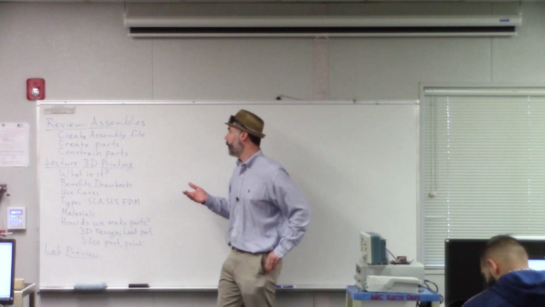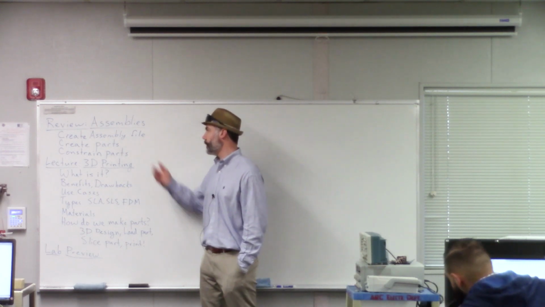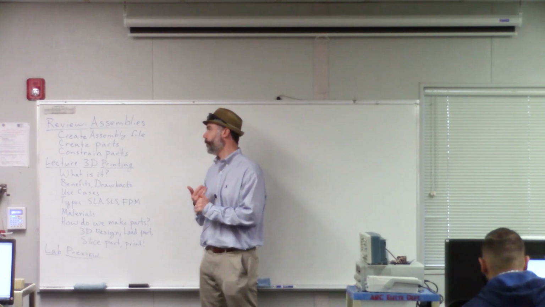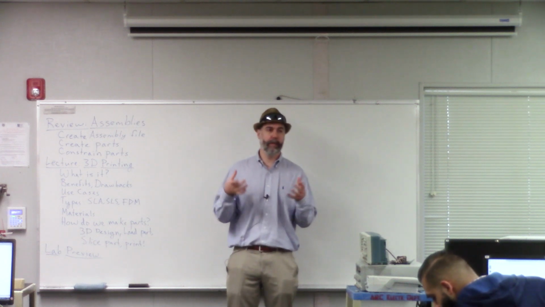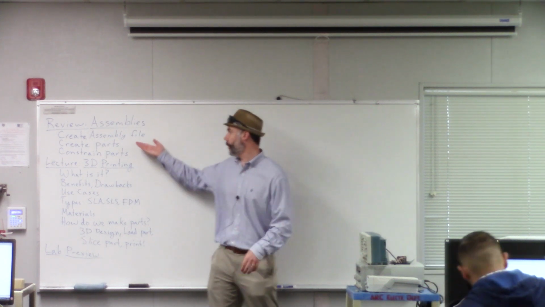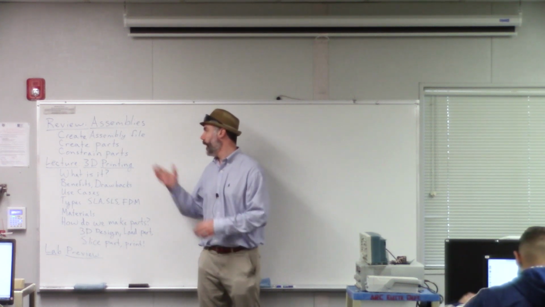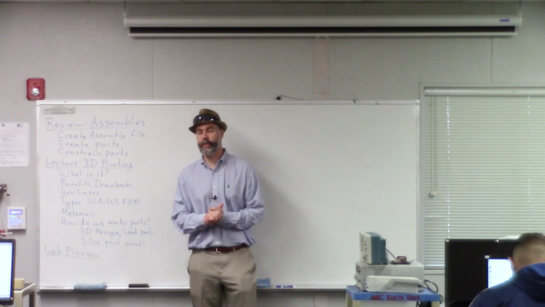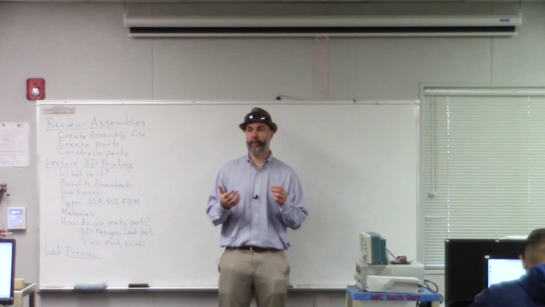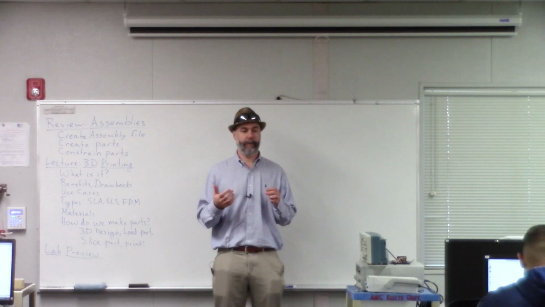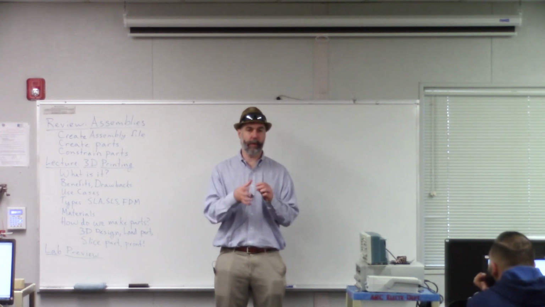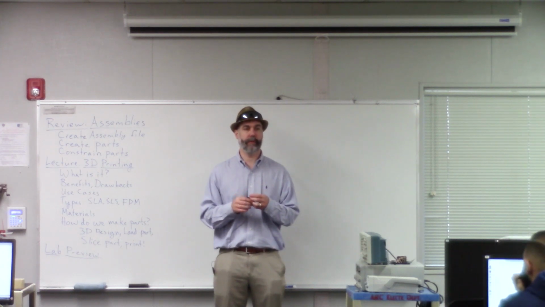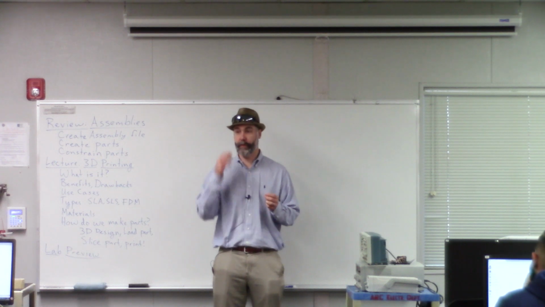So the basic process for doing that was we started by creating an assembly file, which is just kind of a container for these other parts. Then we created the parts themselves. And then we did something called constraining the parts. So remember, a constraint was a rule that we told the computer about how we want those parts to stick together. And there were lots of different types of constraints that you could have.